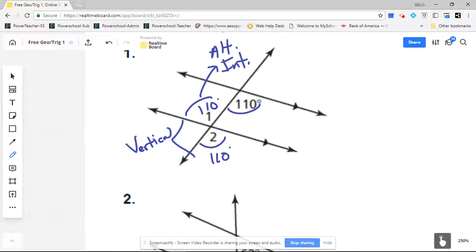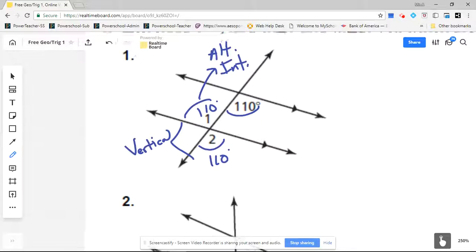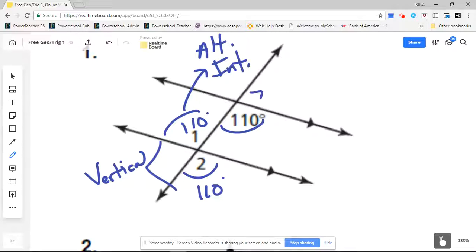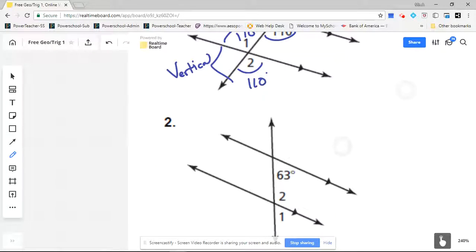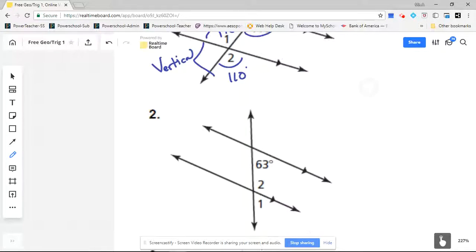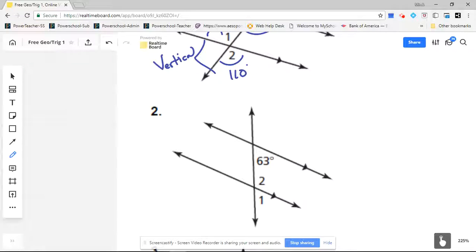What do you think all the small angles in that picture are? They're all going to be 70s, every single one of them, because they're going to make the other ones add up to 180. So it has to be 70. So you could fill all the big ones as 110 and all the small ones as 70 if you'd wanted to. Number 2, they want us to solve for angles 1 and 2.